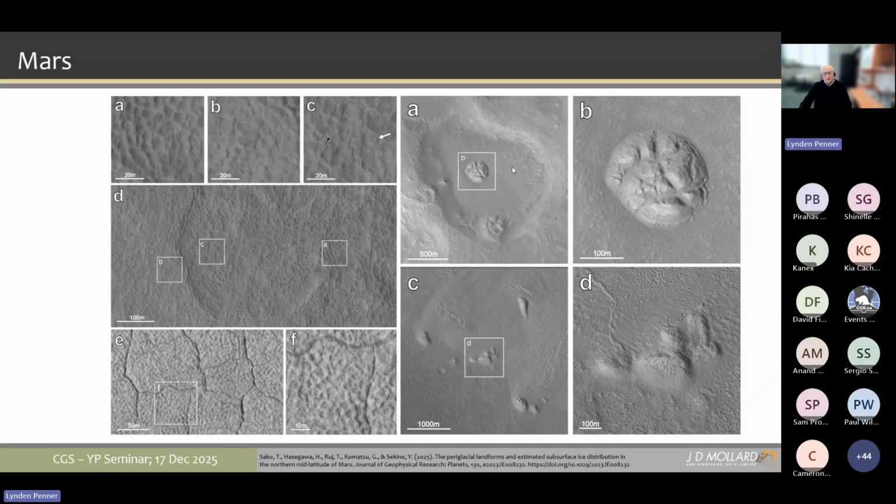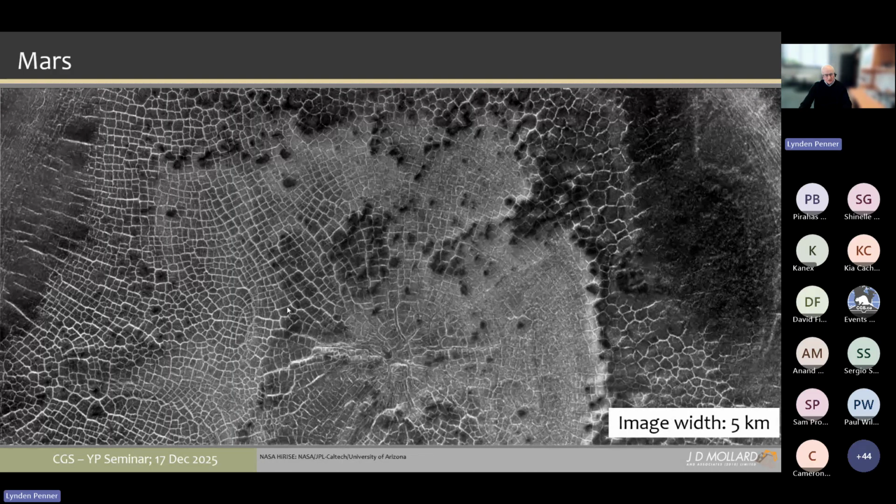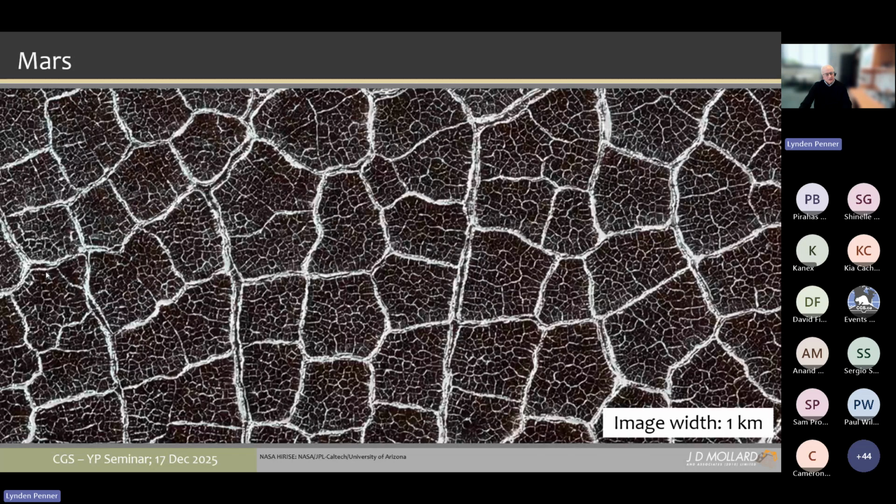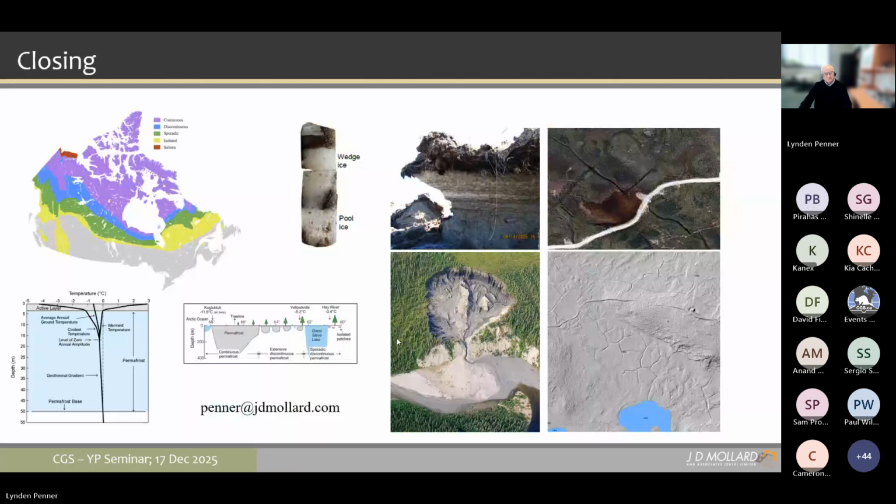polygonal patterns, pingos. And look at this amazing pattern of ice wedge polygons on Mars. This image is 5 kilometers across. If we look at a section taken out of that, this is 1 kilometer across. These polygons are about 100-meter squares, and within them is a much finer pattern of ice wedge polygons. So we can take what we see on Earth and use it to interpret images on Mars as well.